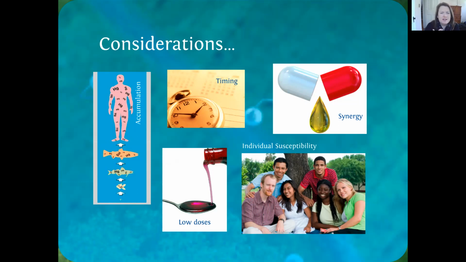Another thing to consider is the timing of exposure. I'll go a little bit more into this in a moment when we talk about some of the more vulnerable populations. But when you think about exposure that can happen to children, in utero, or infants, it can have a much larger effect than it might have on us as adults. Again, I'm going to go into the vulnerable population side in just a moment.